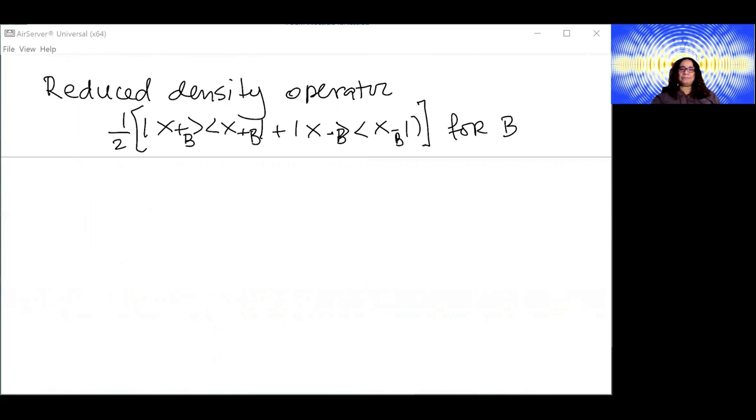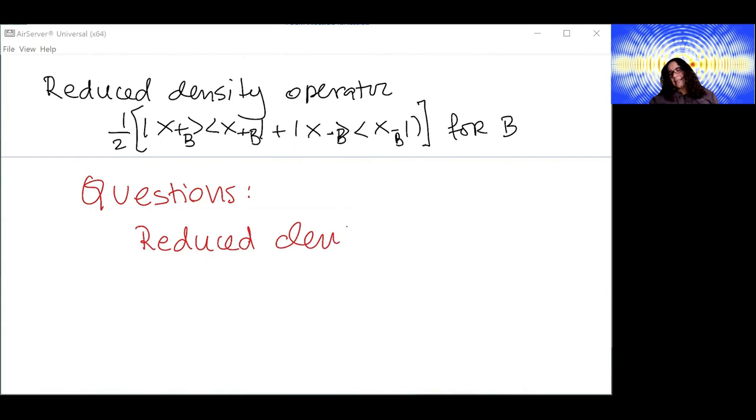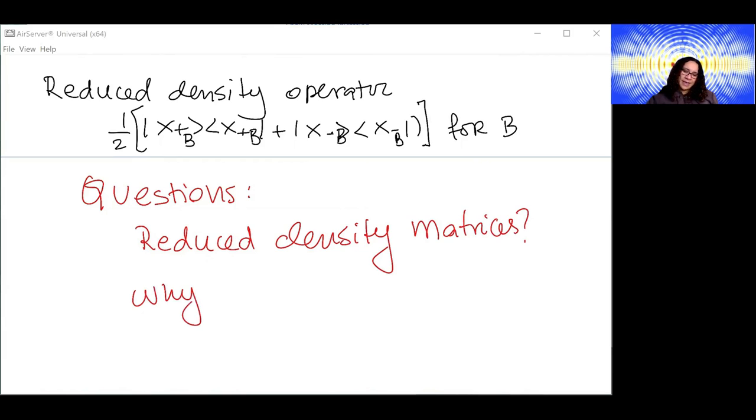So far we have not understood what I've been talking about. Okay, you say you can write reduced density matrices. So we have here a few questions. Namely, what do I mean by reduced density matrices? What are these things? Why and how can we use them?